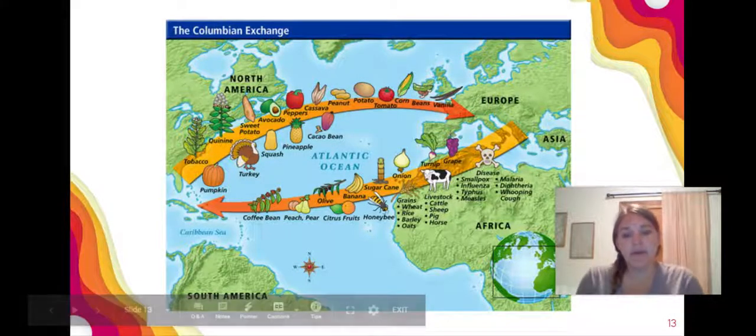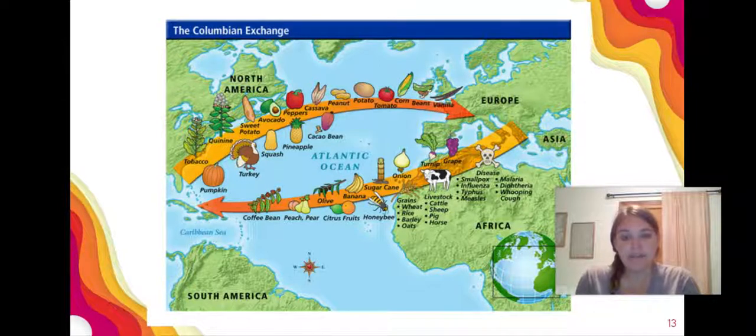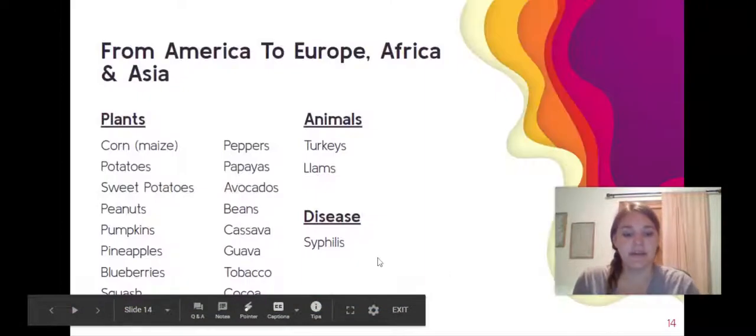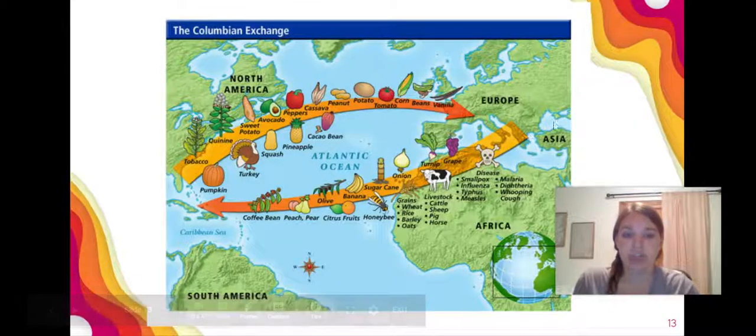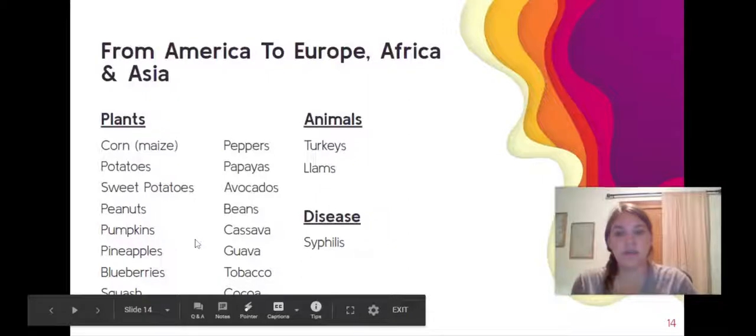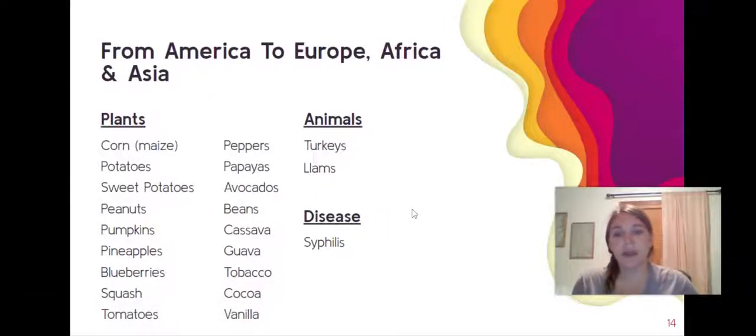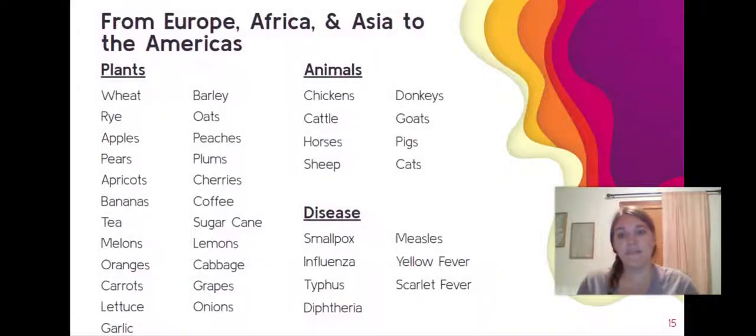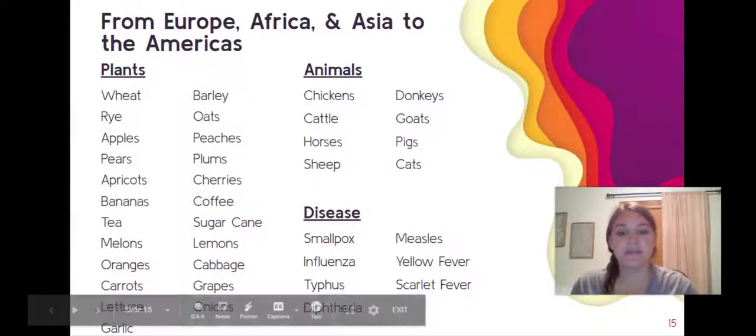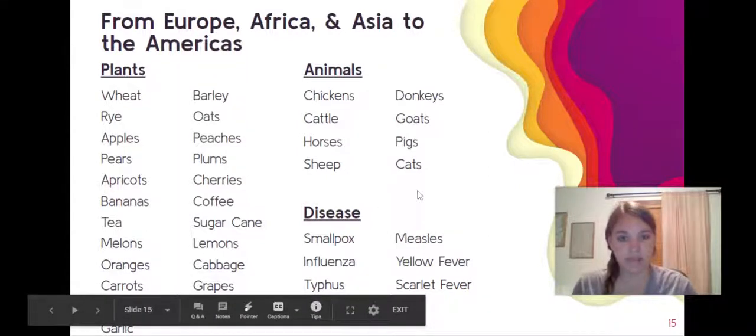Here's a map where you can see some of these items that are going from the Americas to Europe. And then from Europe, it spreads throughout Asia and also Africa. And then also from Europe, Asia, Africa, over to the Americas. So if we're looking at from America, you can see there are many plants, food crops, animals, not much for disease. And then from Europe, Africa, and Asia to the Americas, again, many, many food crops, many animals, and also you'll see that there are significantly more diseases that are being spread. We'll talk about that in just a couple minutes.